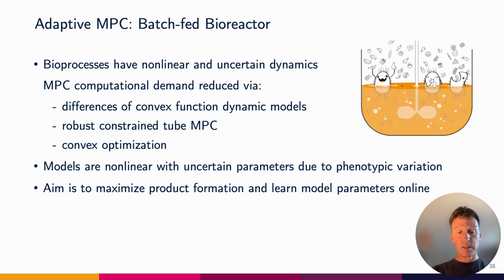This can be quite a challenging control problem because the dynamics are often nonlinear and they often have uncertain parameters. Even though the structure of the nonlinear dynamics is fairly well understood, variations between individual batches of these microorganisms result in uncertain parameters within these models. So the aim is to maximize product formation and, at the same time, estimate the model parameters.